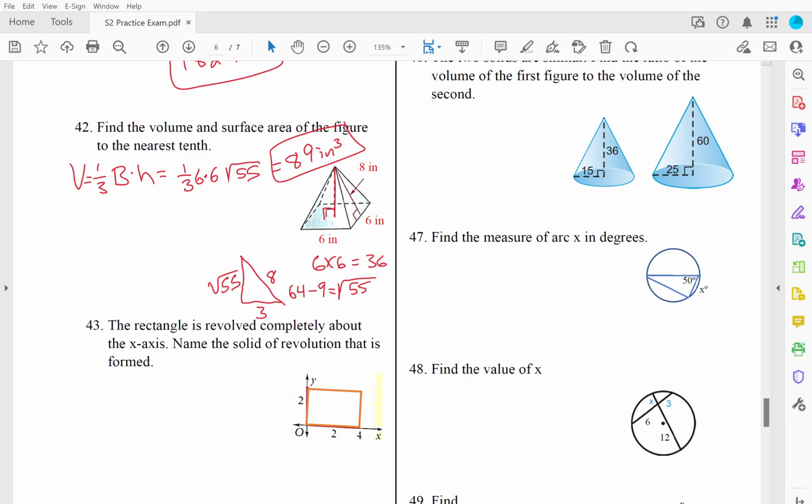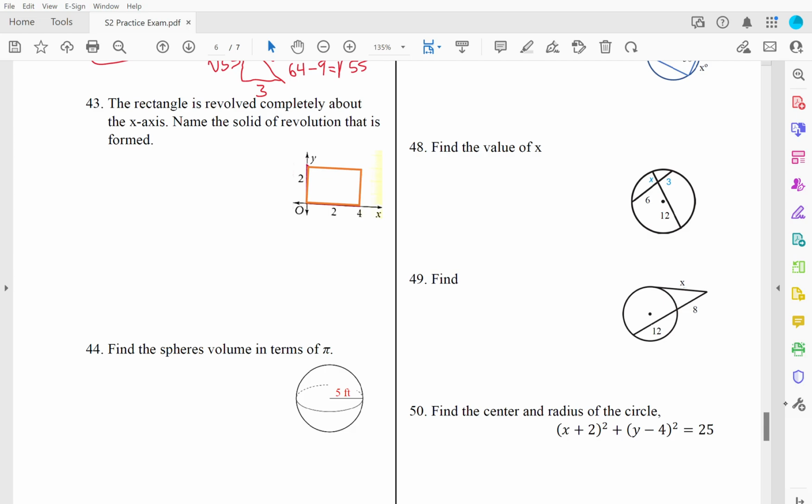My surface area, on the other hand, I have 4 triangles. First I have the base, which is 36, plus 4 triangles, 1/2 base times height, 6 times 8. 1/2 of 6 times 8 is 4 times 8, which is 24. So 4 times 24. 1/2 8 times 6 is 24, and then we have 4 of those. So the surface area is going to be 36 plus 4 times 24, which is 132. There's no decimals. So this is inches squared. Okay.